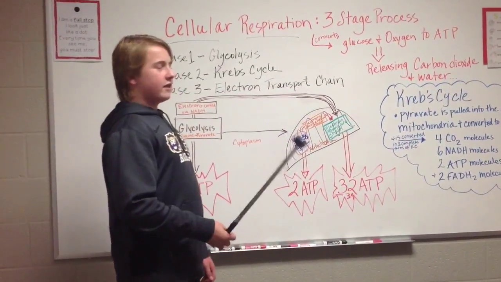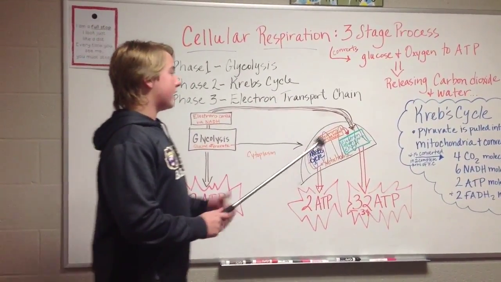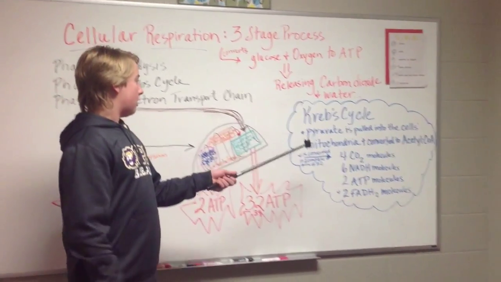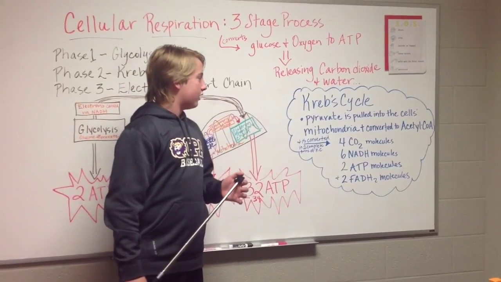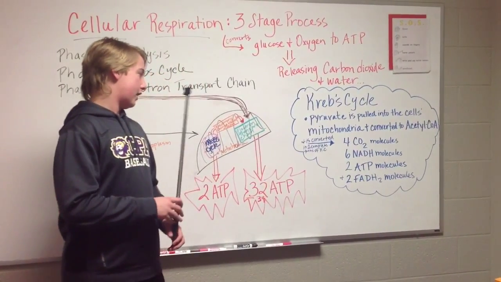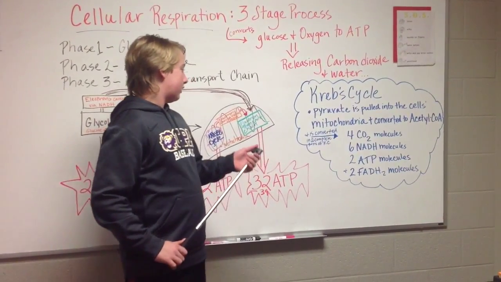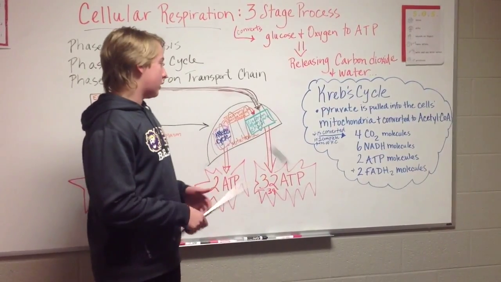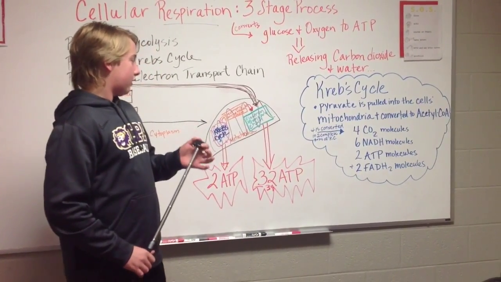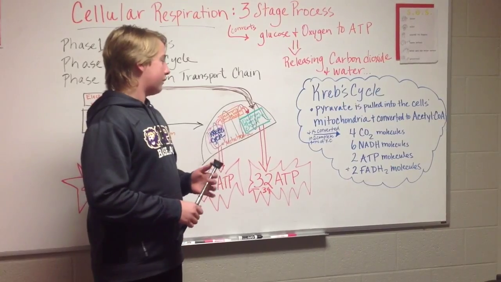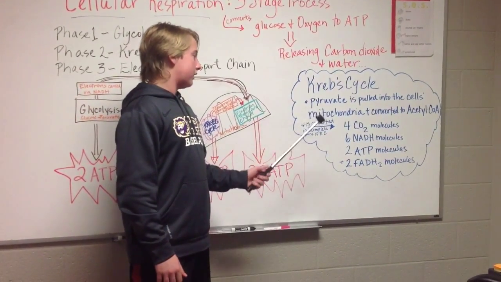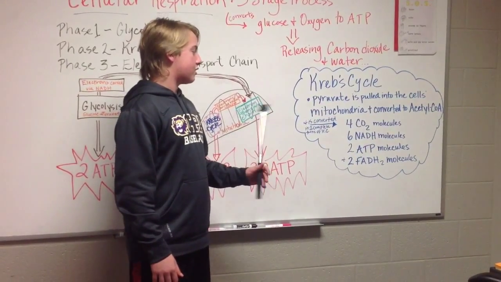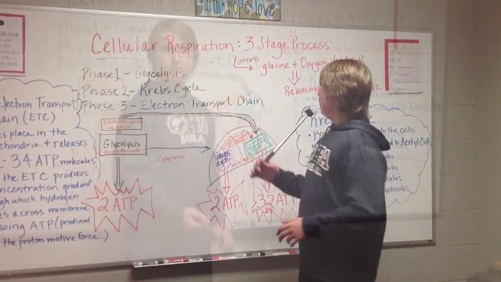After glycolysis is completed, the Krebs cycle begins, and in the Krebs cycle, pyruvate is pulled into the cell's mitochondria and is converted into acetyl coenzyme A, and goes through 2 complete turns of the Krebs cycle. In that, 4 carbon dioxide molecules, 6 NADH molecules, 2 ATP molecules, and 2 FADH2 molecules are made.